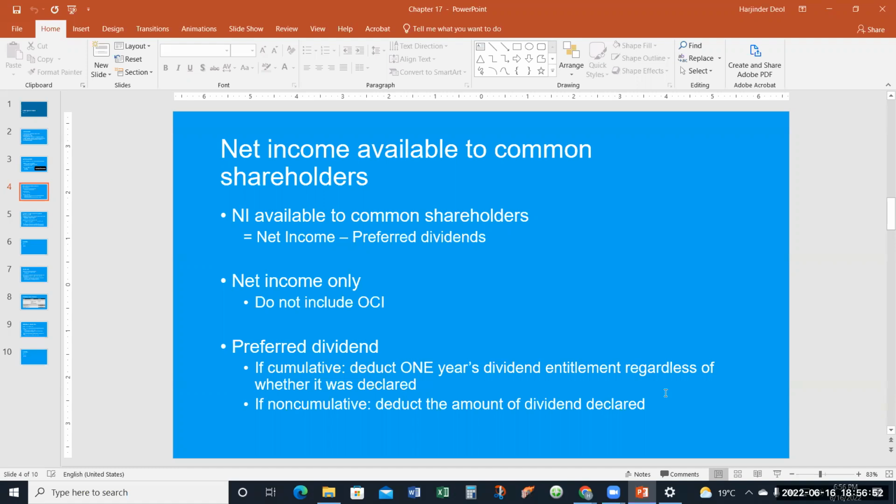Okay, so this is very vital to keep in mind. You've got to watch out whether the preferred shares are cumulative or not. If they are cumulative, you want to subtract one year's dividend. If they are not cumulative, then you've got to watch out: was any dividend declared? And if so, you subtract that.